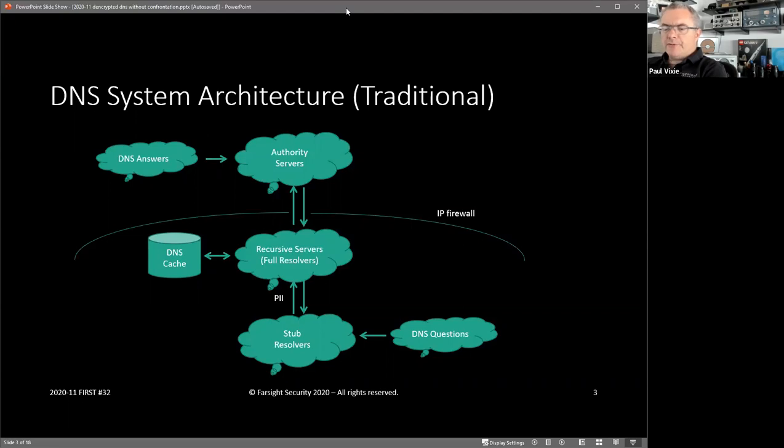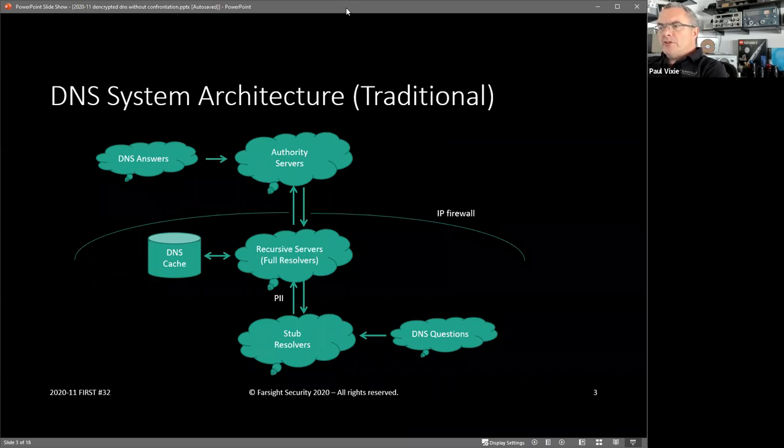But there are a lot of different ways to get data into the system. Whatever you're doing, whether it's a zone file or a program or a database, from DNS's point of view, that is an authority server. So you have questions coming in from the bottom, from users and applications, and answers coming in from the top. They meet in the middle at that thing that I'm calling the recursive server, which is also known as a full resolver for reasons which don't concern us.